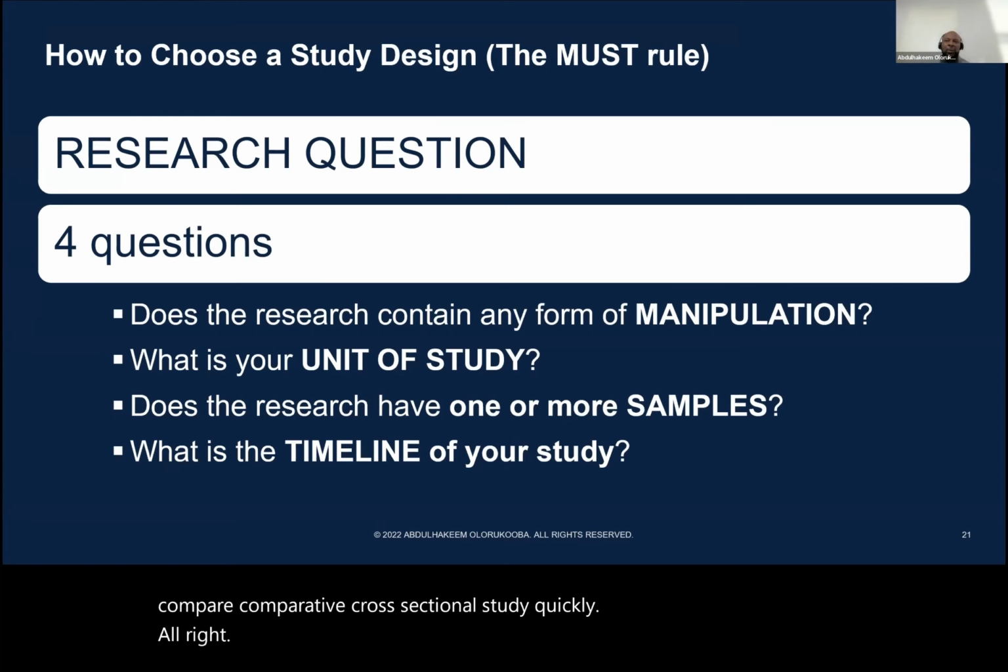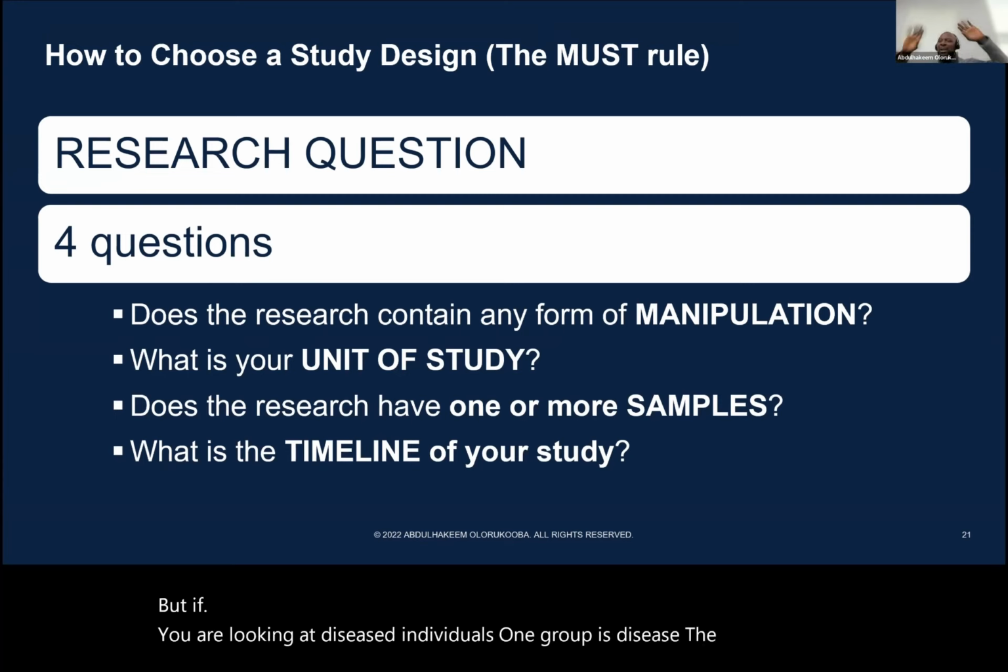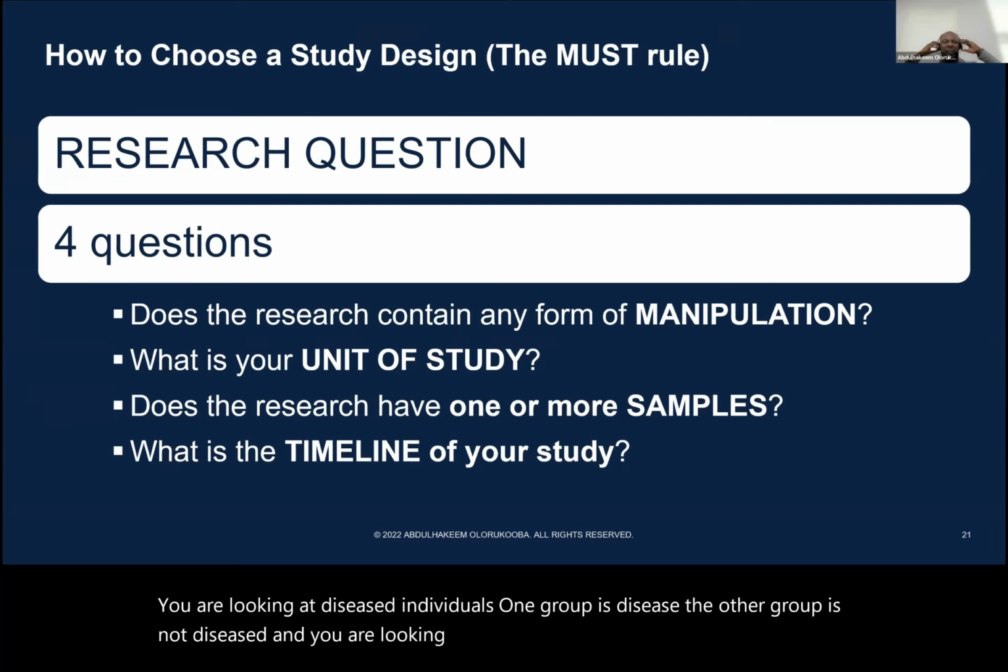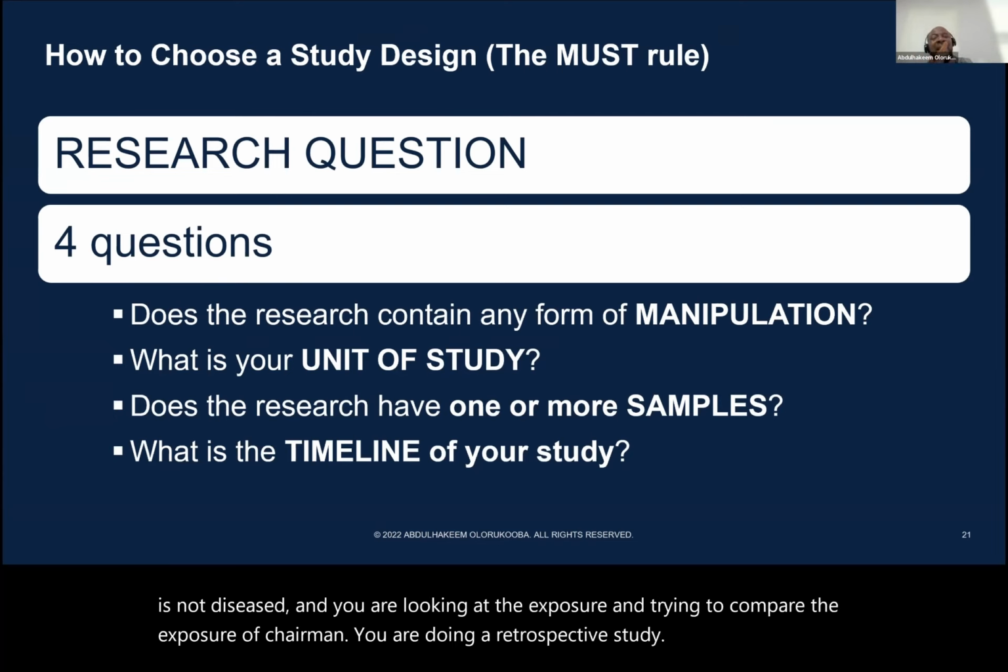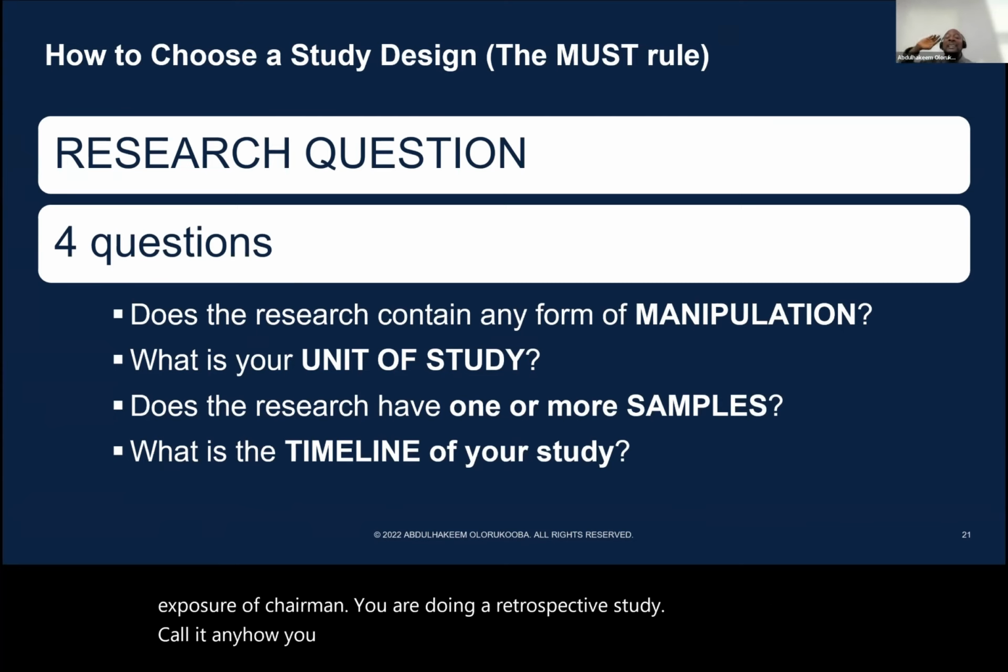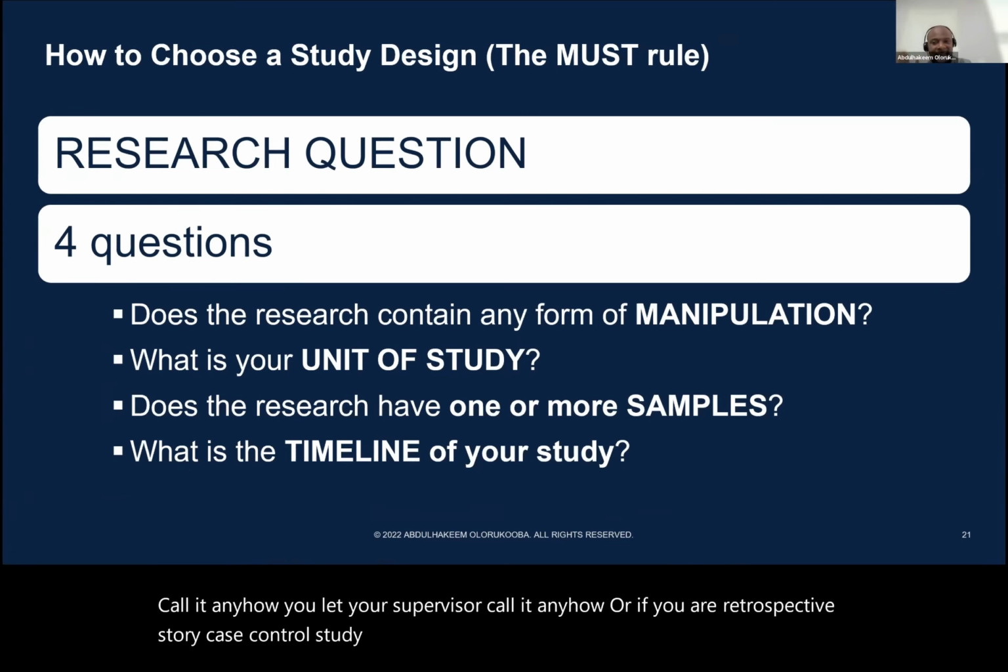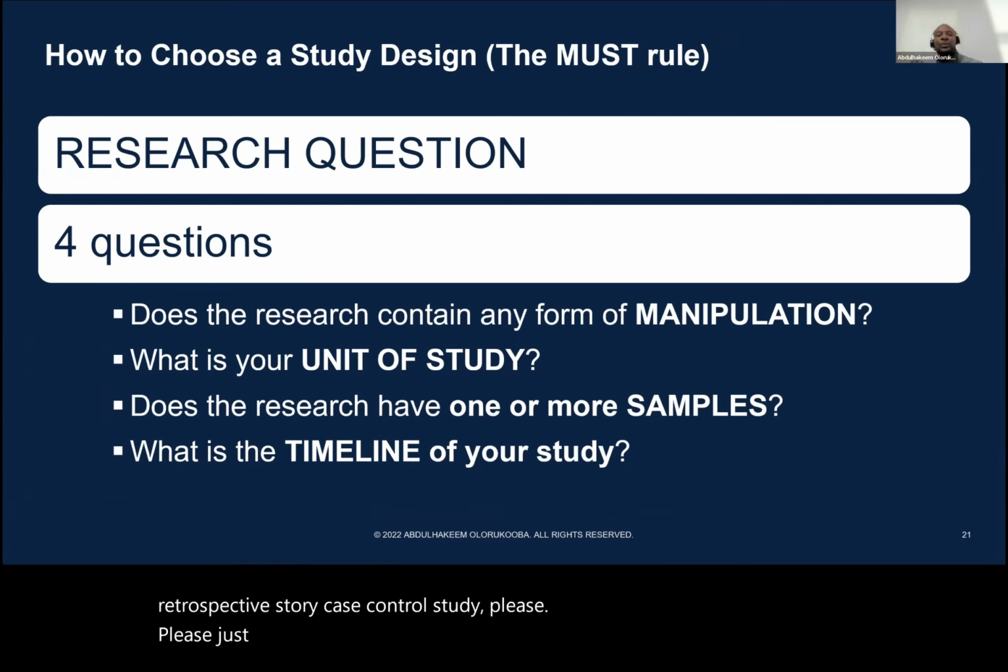But if you are looking at diseased individuals, one group is diseased, the other group is not diseased, and you are looking at the exposure and trying to compare the exposure, you are doing a retrospective study. Call it anyhow you like. Let your supervisor call it anyhow, or your reviewer. You're doing a retrospective study, a case control study. Please, just save yourself any trouble.